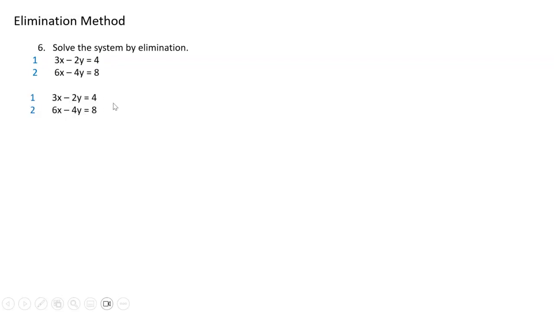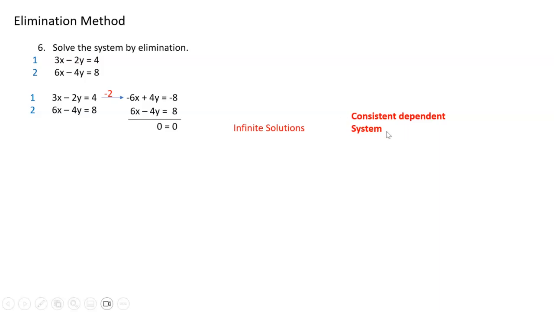So for example here, guys, we have to eliminate the x's or the y's. So I'm going to eliminate the x's by multiplying the first equation by -2. Now -2 times 3x will give us -6x. -2 times -2y will give us a positive 4y. And -2 times 4 will give us a -8. Equation number 2, all we do is slide it over. If you notice, everything got eliminated, right? This was like the case I went over, the second graph in the middle where there was a line on top of a line. This is called infinite solutions, okay? And it's called a consistent dependent system because y depends on x.